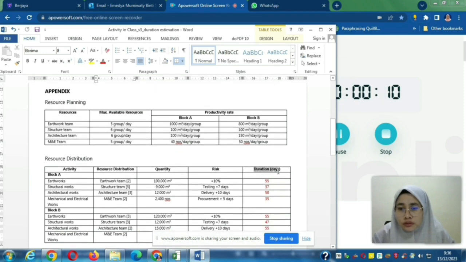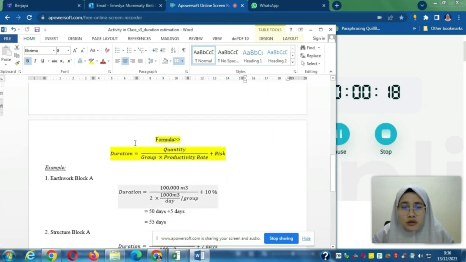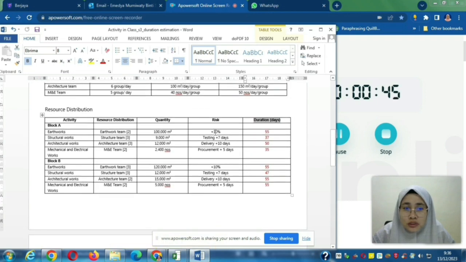In this video, I'm going to share with you how to estimate the duration for each task based on the resources, using the formula: duration is equal to quantity, the quantity of work that needs to be done for that particular task, divided by the number of groups that are going to perform the task times the productivity rate of each group. And don't forget to add the risk for that particular task based on the given risk in the table of resource distribution here.